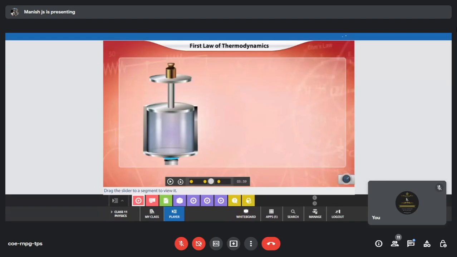Now since the piston moves up, don't you think work is also done? Because there is force applied upwards and the piston has moved from one position to another. So you say that work is also done. Work done in physics is the product of force and displacement. You would have already learned this in grade 9 or 10. So that is why we say work is also done.